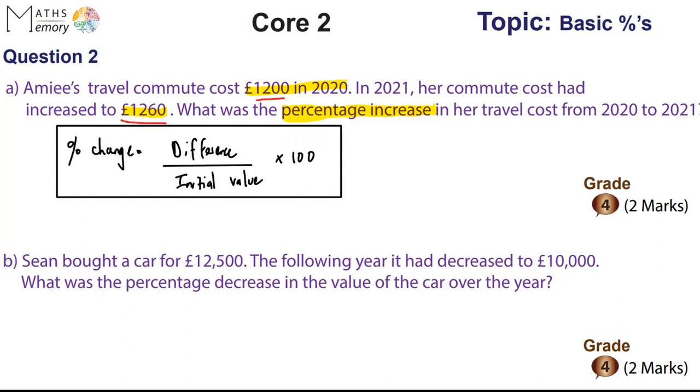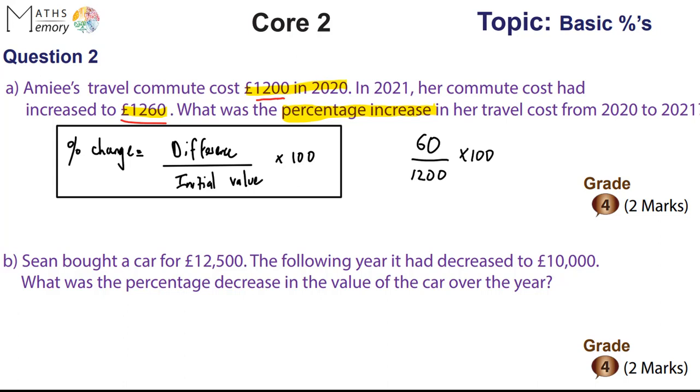Let's start with this. What is the difference, first of all? The difference between 1260 and 1200 is simply 60. So 60 is the difference. It's like an equal sign there. Difference over initial value. What do we start with? We started with, in 2020, £1,200. So we have this over this. And we can times that by 100 as well, but don't worry too much about the 100. That will come to us at the end.